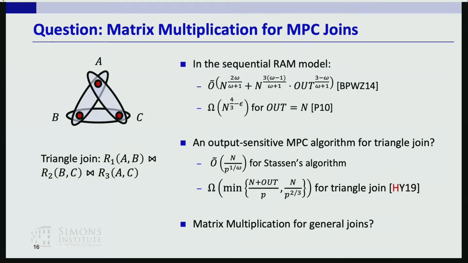The third question is how to use matrix multiplication to speed up join processing. In the RAM model, there is a very nice work for listing triangles using fast matrix multiplication. A natural question is, can we use similar techniques to obtain an output optimal algorithm for triangle join? We show some lower bound, but we don't know whether this is optimal. So this question is still open for both upper bounds and lower bounds. A general question is how to use this technique for general joins.